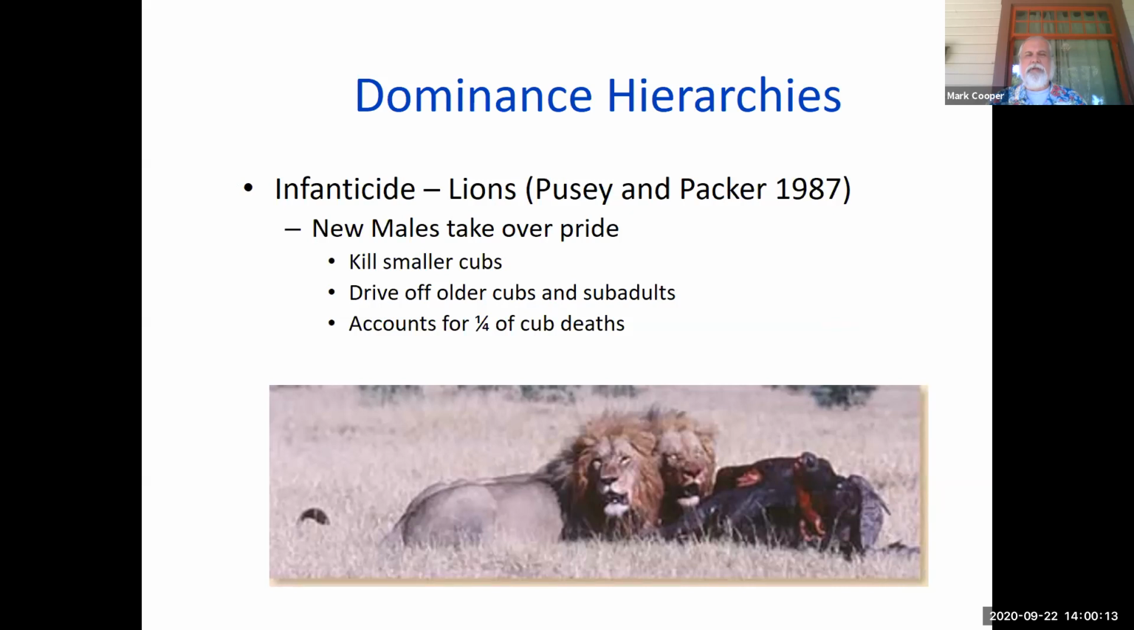All right, we did this one already, kind of, dominance hierarchies and then infanticide, very common. The new male takes over the pride. And we've already really talked about this. And the one number I didn't give you is on the bottom, is the quarter of the cub deaths are attributed to this. So that's pretty high, 1 out of 4. But anyway, so we'll skip on that.